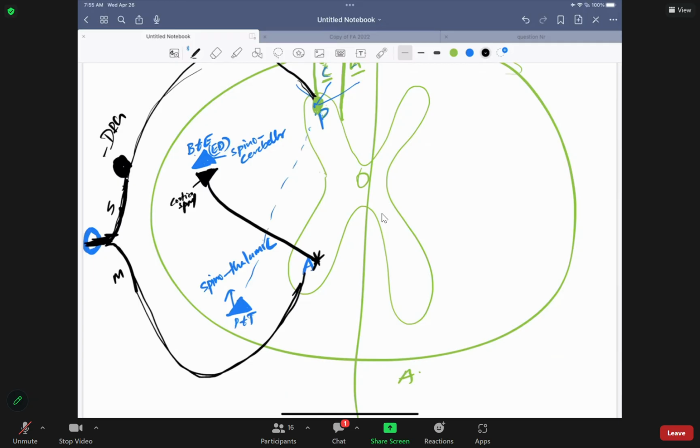Is that clear, folks? So Dr. Wright, when we say posterior is sensory and anterior is motor, that only refers to the gray matter. So in the white matter, anterior could be sensory or motor. You don't use the word anterior or posterior for white matter. It's only applicable for gray matter. Thank you.